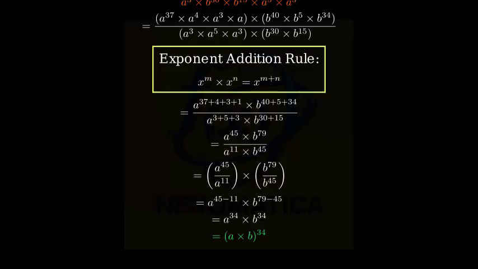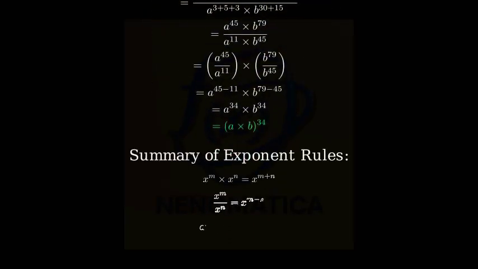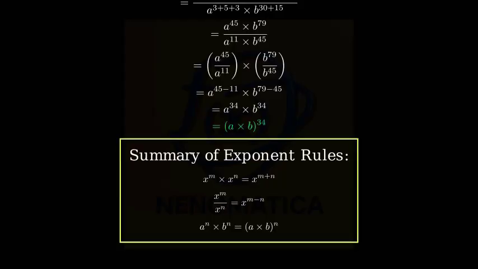Let's summarize what we've learned today. We've seen how to simplify complex expressions with exponents by, first, grouping like terms together. Second, using the exponent addition rule when multiplying terms with the same base. Third, using the exponent subtraction rule when dividing terms with the same base. And finally, using the power property to simplify expressions where different bases have the same exponent. These rules are powerful tools that will help you tackle even the most complex exponent expressions.